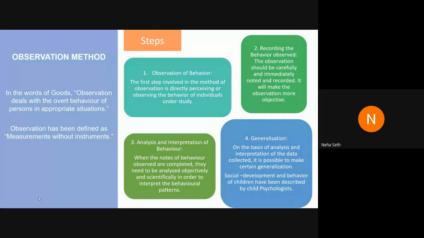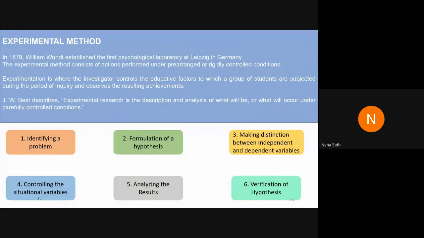We need to understand the psychology of our students. The social development and behavior of children has been described by child psychologists. We are also a kind of psychologists who are trying to study the behavior of our students, and we act and react accordingly. The last method is the experimental method. As the name suggests, some kind of experiments need to be done in this case.